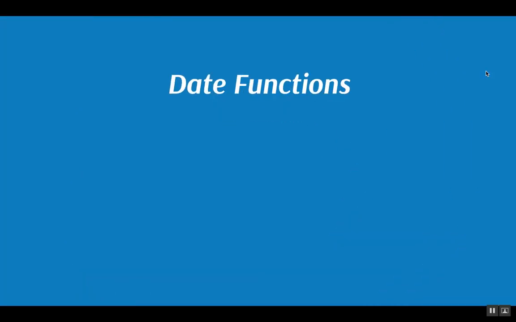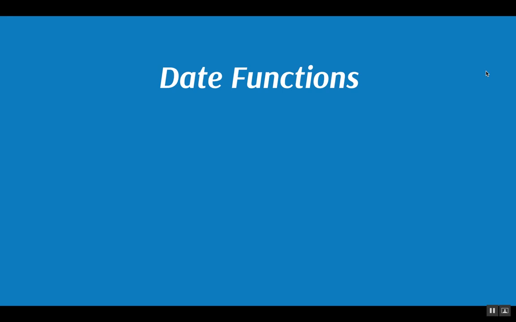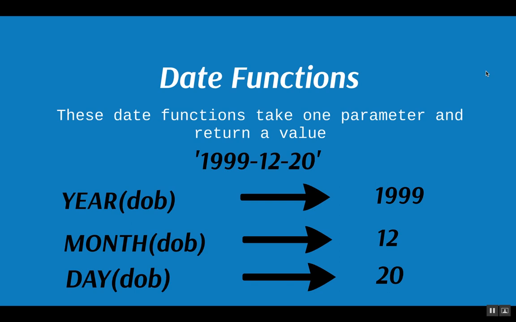The date functions and time functions are implemented differently by different database management vendors, so you might see other ways to do similar things depending on what system you're using. Here are just some common date functions. If you had a date of December 20th, 1999, and it was stored in the DOB or date of birth attribute as a value, you could use the year function with that DOB as the parameter. It would return only the 4-digit year from that entire date. Similarly, month and day will extract the 2-digit month code and the number of the day.